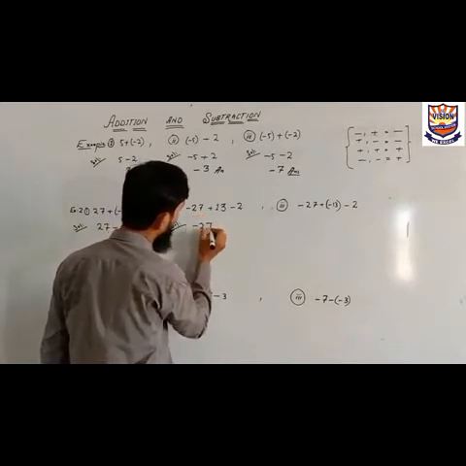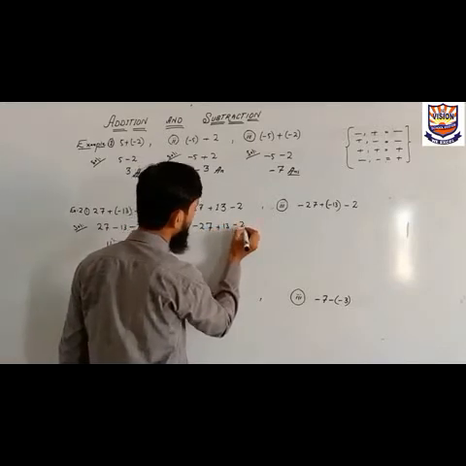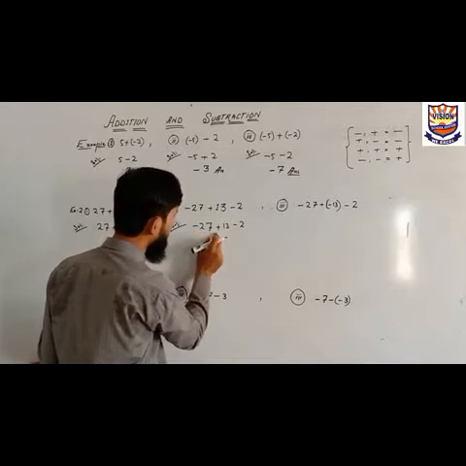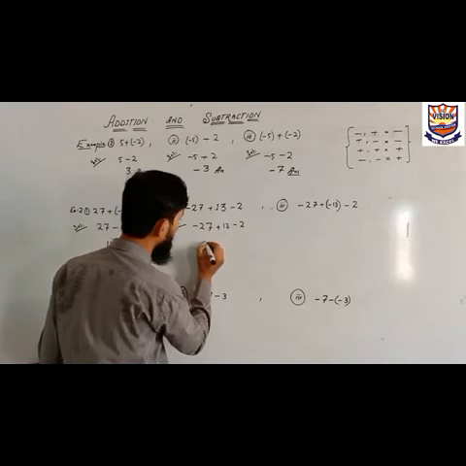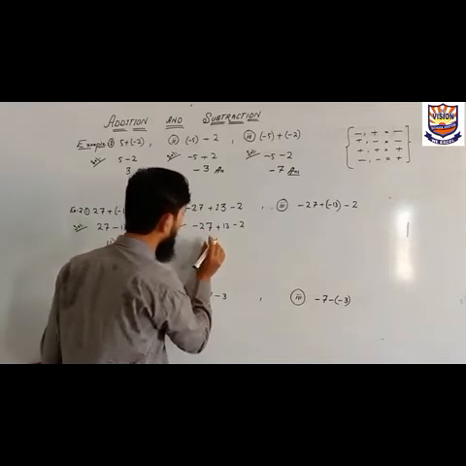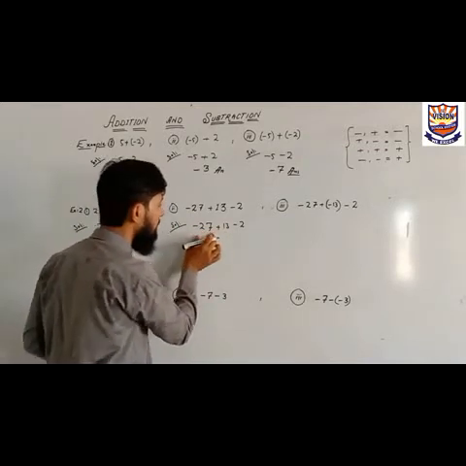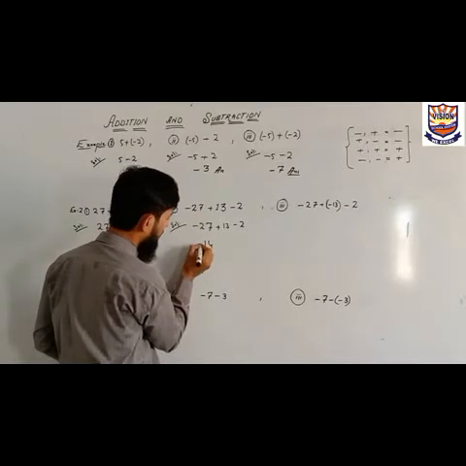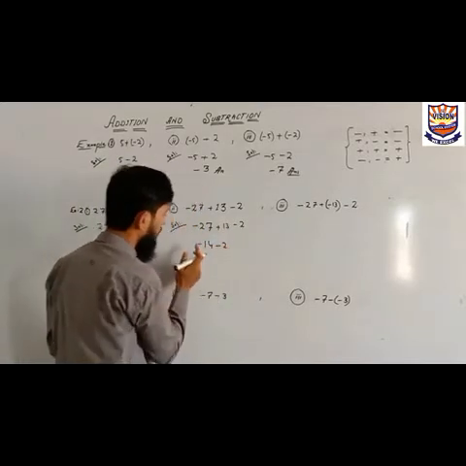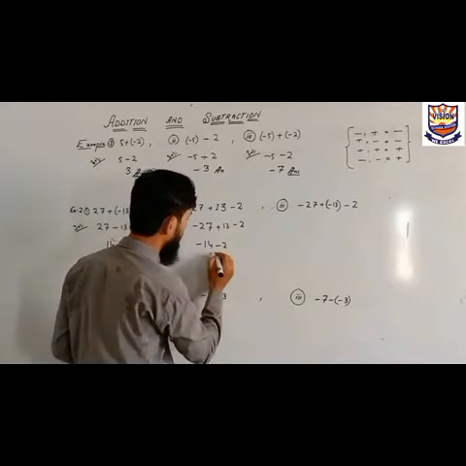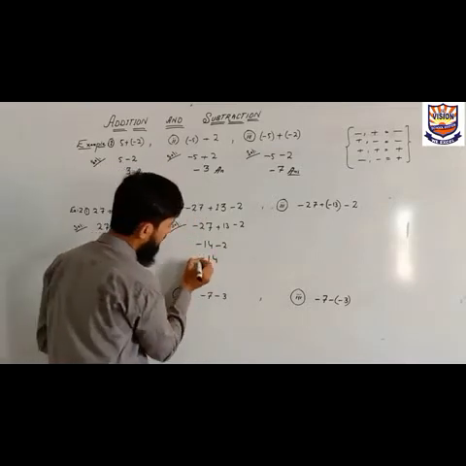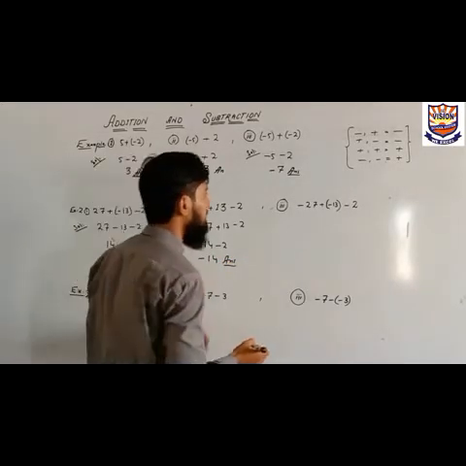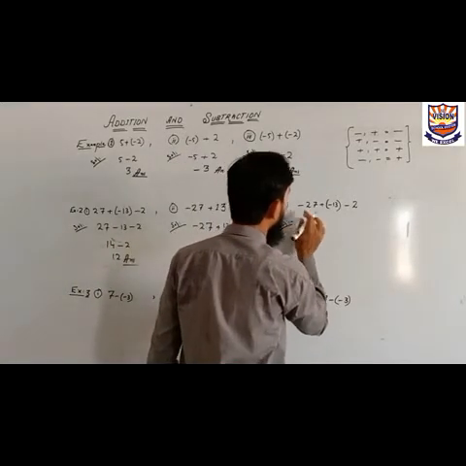Now the second one: minus 27 plus 13. First of all, these two numbers: minus plus is minus, so we will subtract 13 from 27. 27 minus 13 is 14. As the number with the negative sign is greater between these two numbers, 27 and 13, 27 is the greater number and it is a negative number, so we will write minus here, and then minus 2. Now minus minus is plus, so we will add 2 to 14, and we will write the negative sign here. When the signs are the same, just write the same sign as it is. Now minus 27.